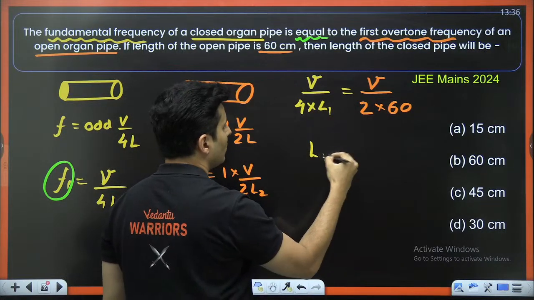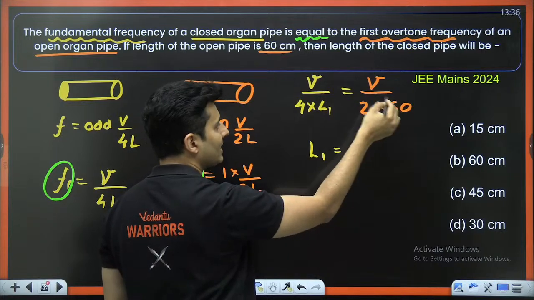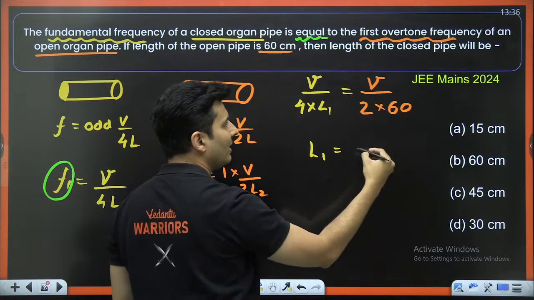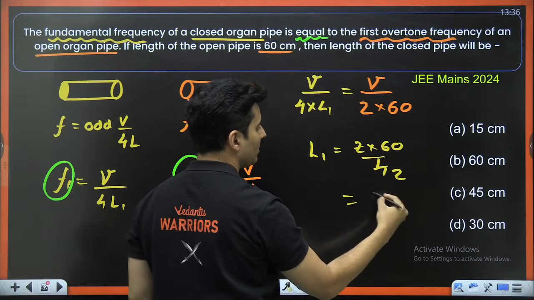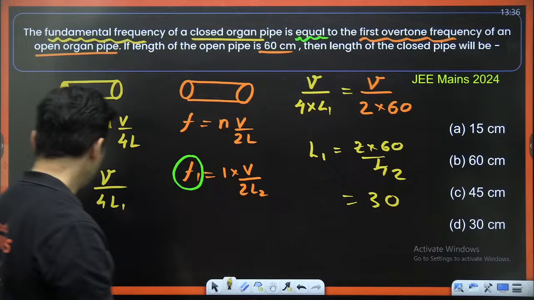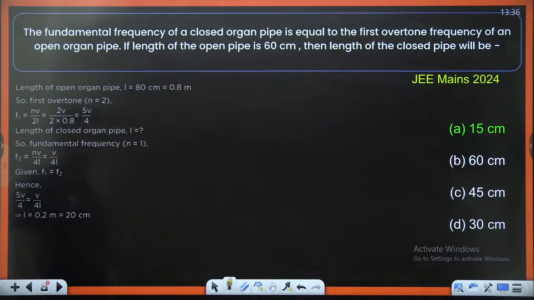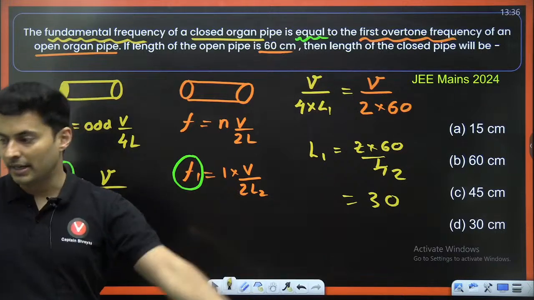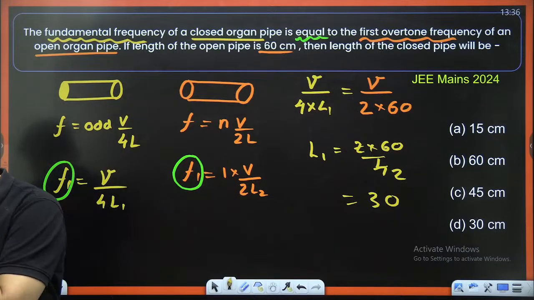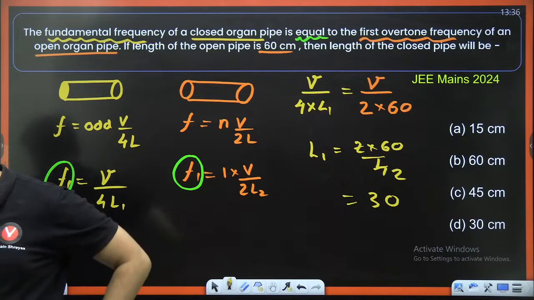Now it is simple. L1 will be nothing but V, V gets cancelled. So L1 will be 2 into 60 divided by 4. So this will go 2 times. So this will become 30. So 30 means option number D. Oh, why have they given... Oh my God, this answer is different. Everything is different. So it should have been 30 centimeters, guys. The correct answer is 30. Okay. Clear? Everybody with me?